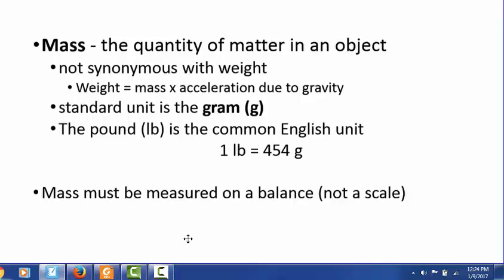Mass is a measure of the amount of matter in an object. It must be measured on a balance, not a scale. Scale is what we measure weight on. Weight is not the same as mass. Weight is mass times acceleration due to gravity, which is why you do not have the same weight here that you would on the moon, because the moon has a different factor of gravity. Mass, on the other hand, is independent of gravity. You have the same mass here that you would on the moon because you have the same amount of matter. So mass must be measured using a balance, which measures mass, not a scale, which measures weight.